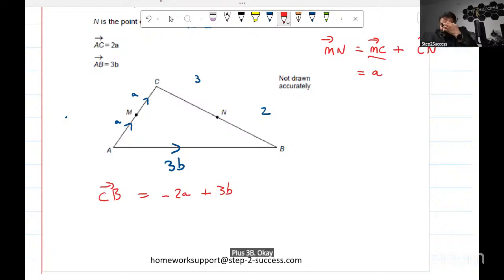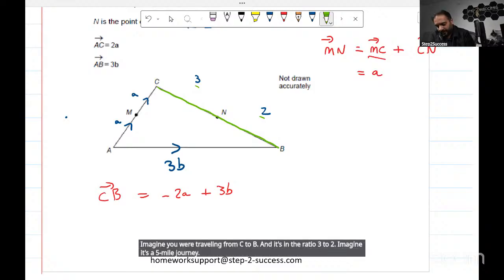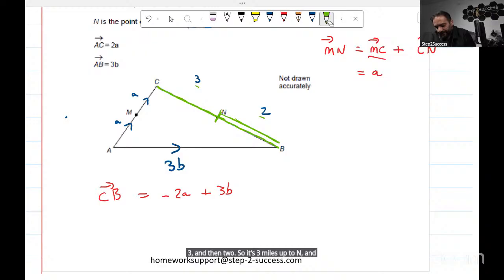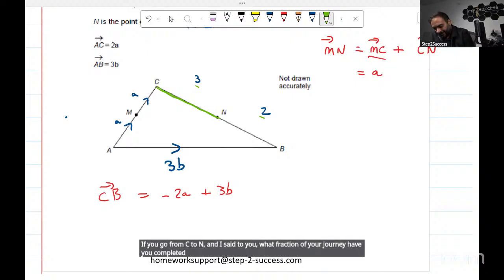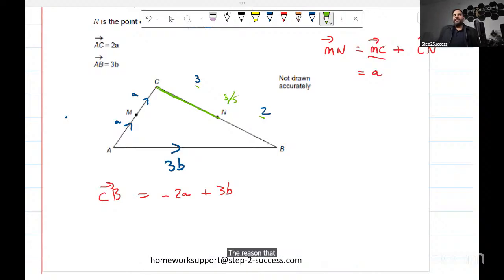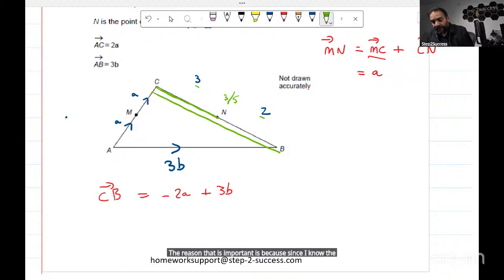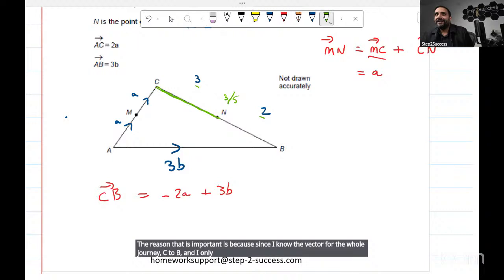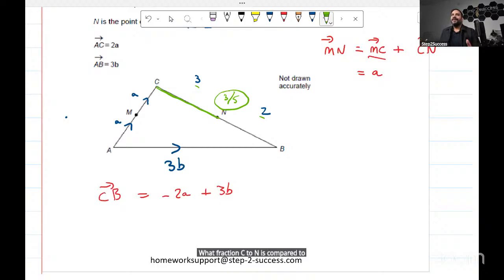Okay, why did I do that? I did that because imagine you were traveling from C to B and it's in the ratio 3 to 2. Imagine it's a 5 mile journey, 3 and then 2. So it's 3 miles up to N and then another 2 miles up to B. If you go from C to N and I said to you, what fraction of your journey have you completed? Your answer should be 3/5 of the journey. The reason that is important is because since I know the vector for the whole journey, C to B, and I only want the vector C to N, I need to know what fraction C to N is compared to C to B, and that answer is 3/5.